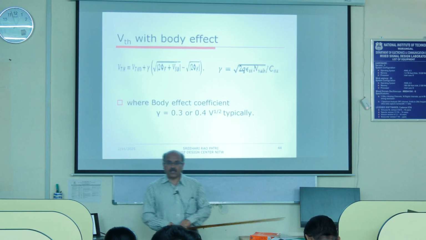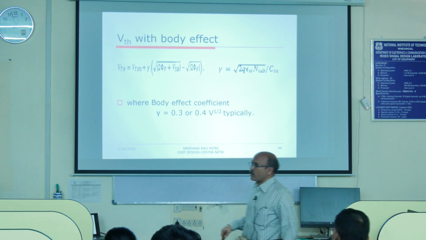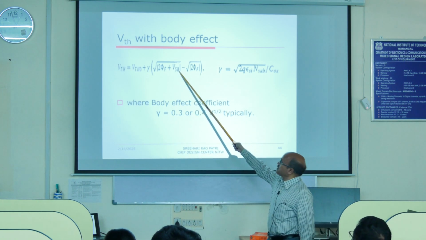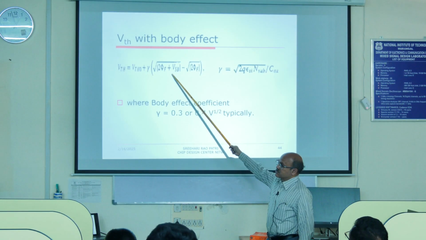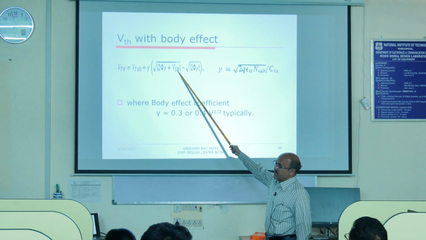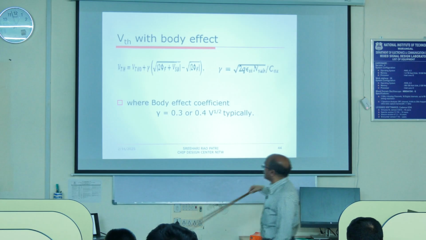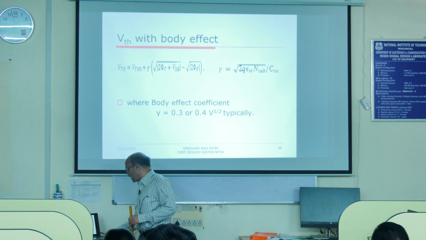Therefore, the threshold voltage, earlier we said we have ignored the body bias effect, and it is a function of the source to bulk voltage, right? So that also you have to take into account. So body bias coefficient is gamma, we say.